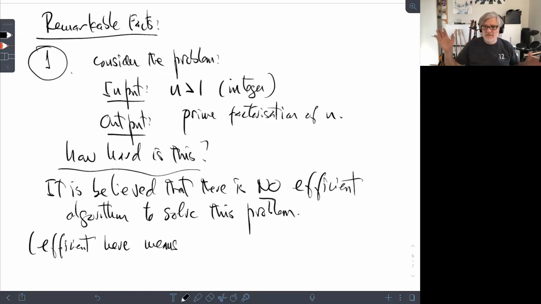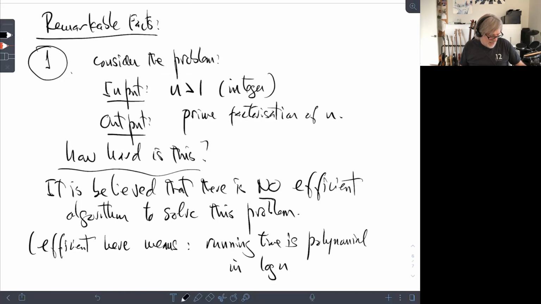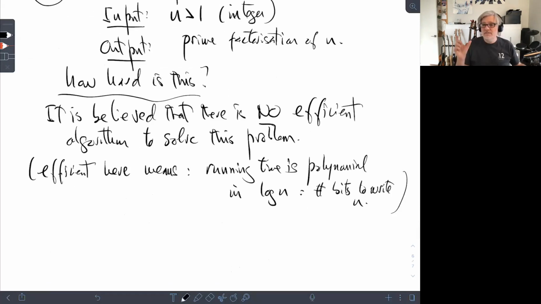There's a lot of technicalities that I'm not even talking about, but to give you an idea: efficient here means the running time is polynomial in log n. Now you're going to say, wait, why log n? Because that's the size of the input. If you write n in binary, how many bits does it take? Again, log base 2. So this is the number of bits to write n. That's the size of your input.